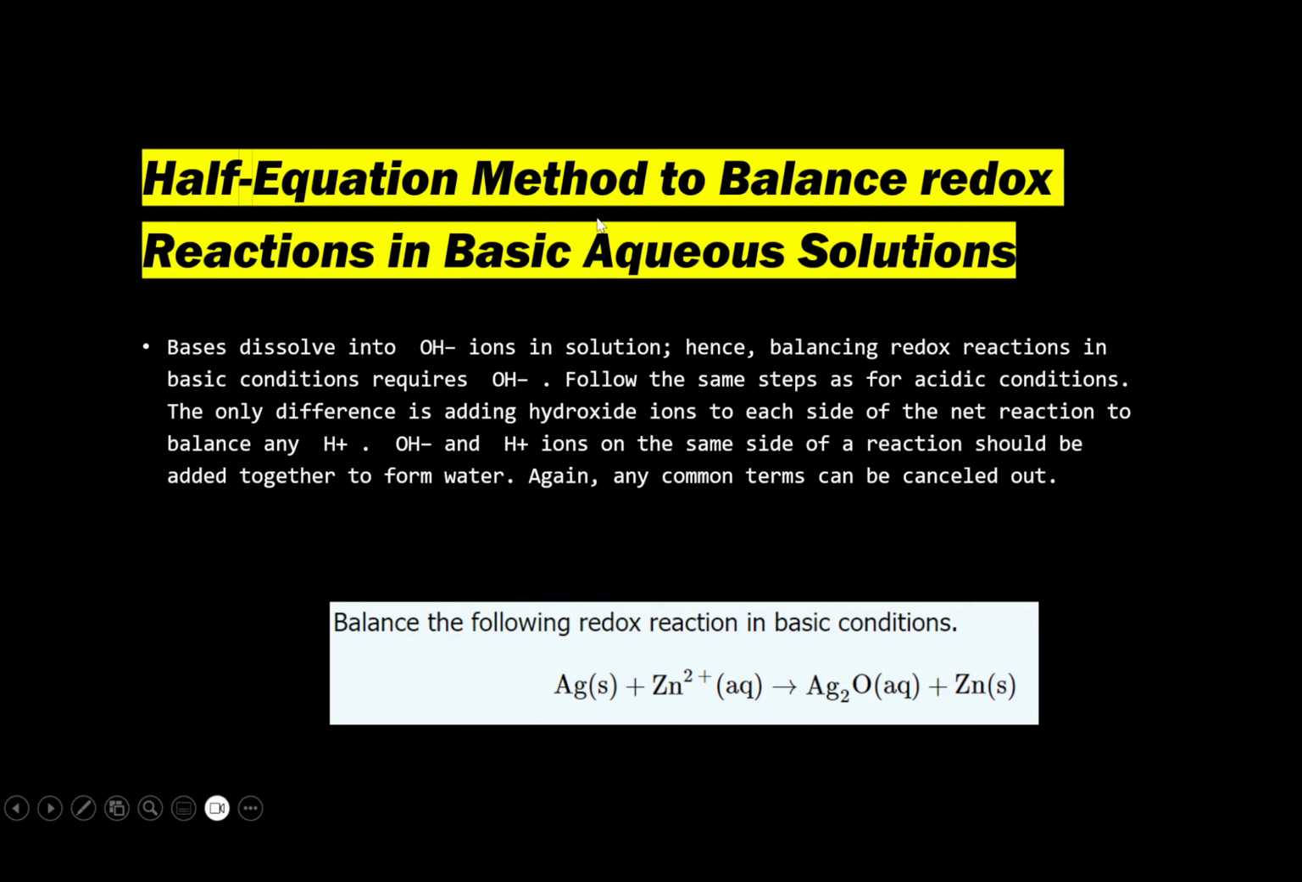All right, so bases dissolve in water to produce hydroxide ions in solution. We know that already. So we have to follow the same steps as acidic conditions. The only difference is that we'll be adding hydroxide ions to the sides to balance the reactions. So we add hydroxide ions to each side of the net reaction to balance the amount of protons that exist. That is what we'll be doing.